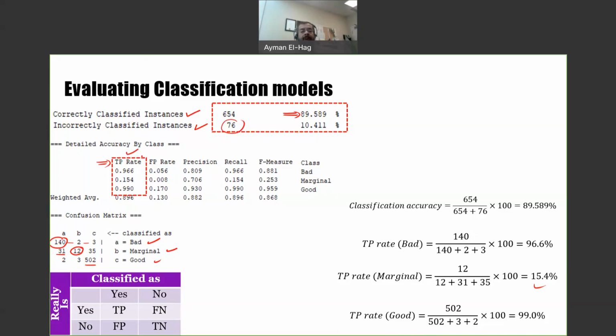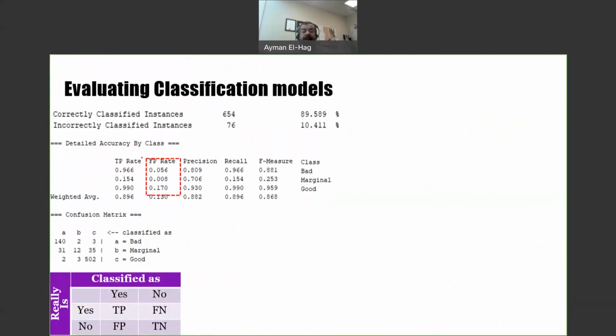Let's move to the second one, which is the false positive. False positive means that the sample is classified as, for example, bad, but it's not bad. So we see here these 32 and these two are classified as bad, but this 31 is actually marginal, and these two are good. So how do we calculate these ratios?